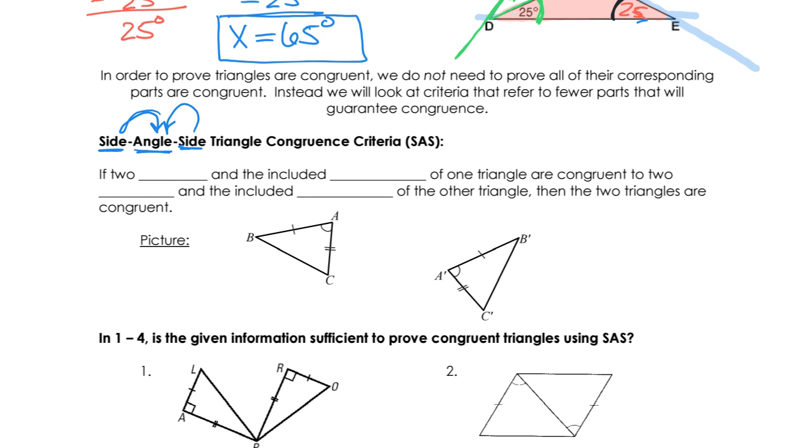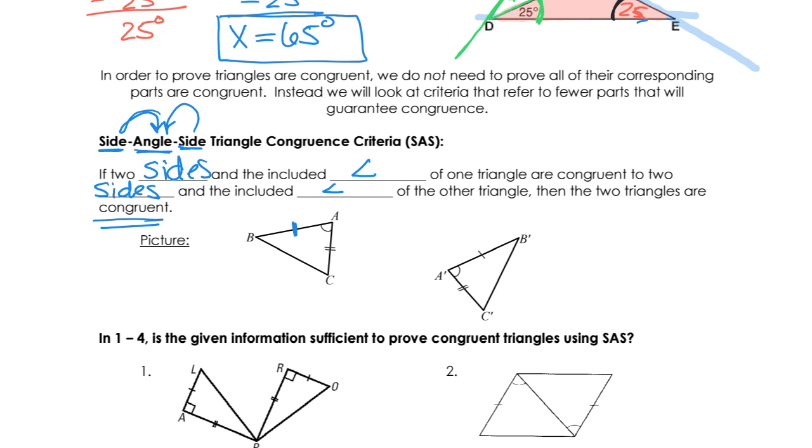All right. And so you'll see markings in the pictures to show that theorem. So his theorem again says if 2 sides and the included angle of one triangle are congruent to 2 sides and the included angle of the other triangle, then the 2 triangles are congruent. They are identical twins, okay?